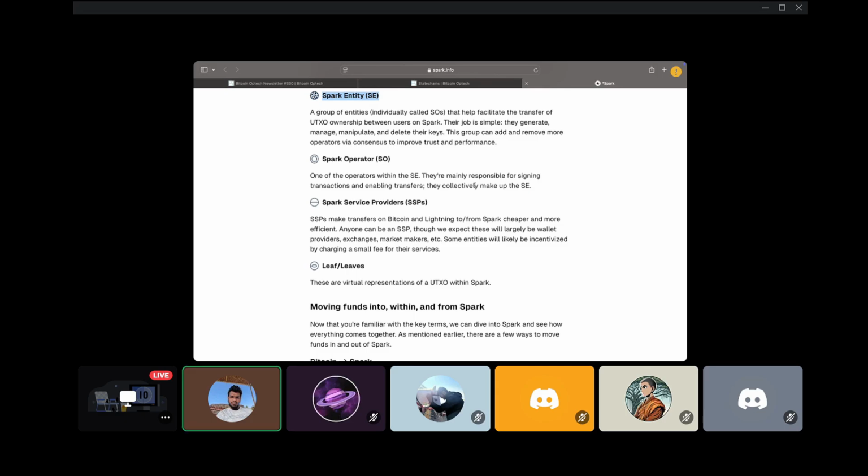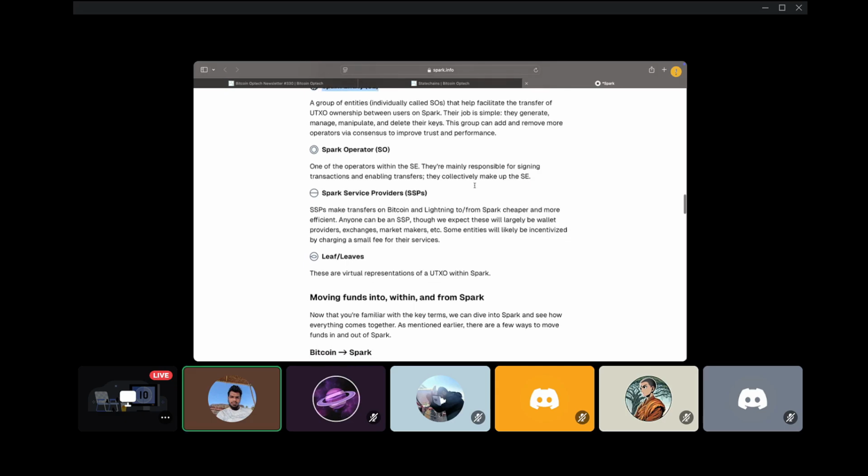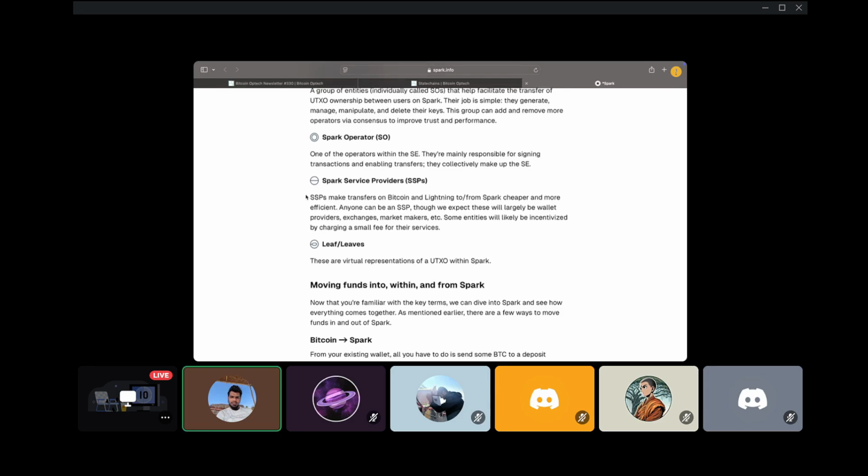Spark service providers. Just like we have Lightning service providers, we have Spark service providers. SSPs make transfers on Bitcoin and Lightning to and from Spark cheaper and more efficient. Anyone can be an SSP, though we expect these will largely be wallet providers, exchanges, market makers, etc. Some entities will likely be incentivized by charging a small fee for their services.